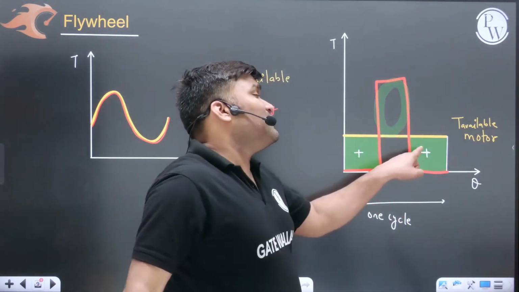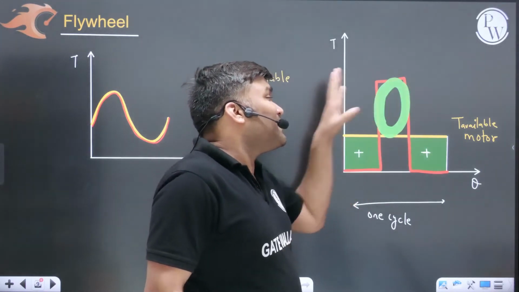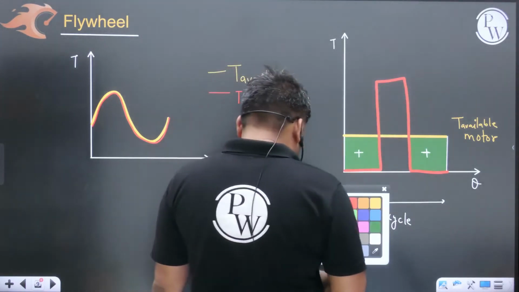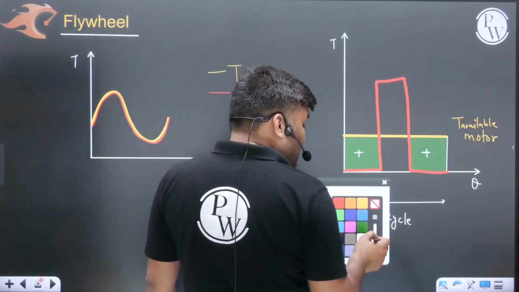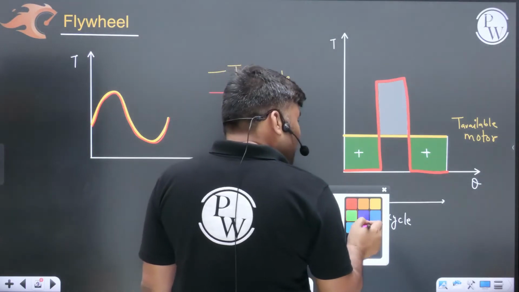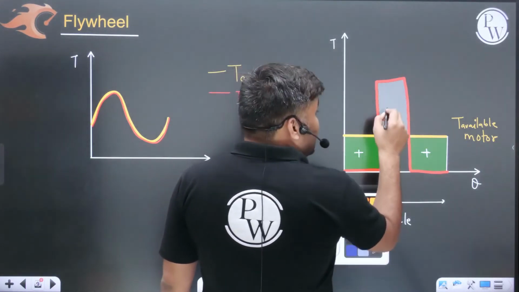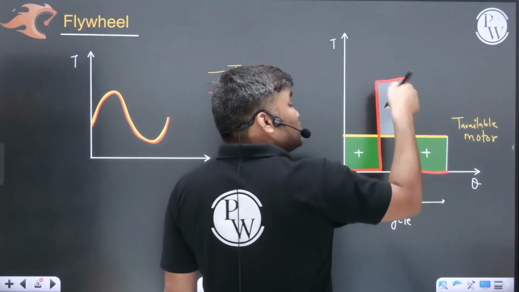Because the flywheel has absorbed here, and here, and this amount of energy the flywheel will deliver here. Flywheel will deliver this much amount of energy. Getting my point? Here the flywheel is going to deliver some energy. Everybody clear? Negative. Flywheel is going to deliver here.